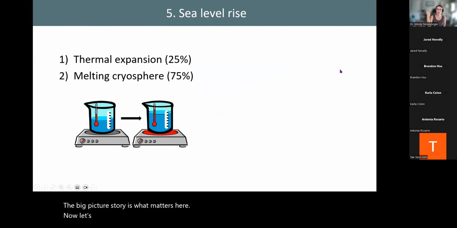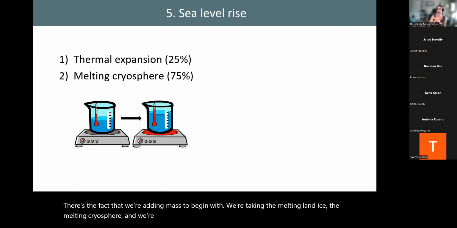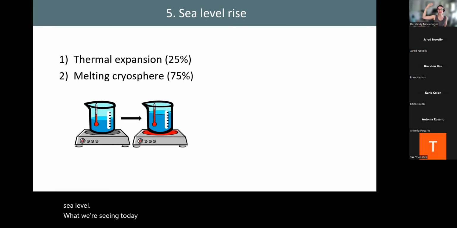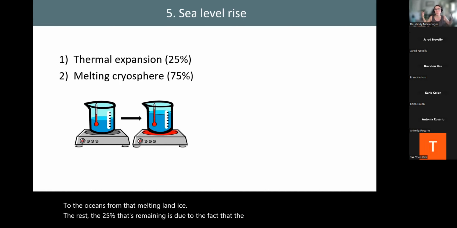Now let's go back to our topic of cryosphere. Remember, there's 2 components to the increasing sea level. There's the fact that we're adding mass to begin with. We're taking the melting land ice, the melting cryosphere, and we're adding mass or adding volume to our oceans. That's rising the sea level. What we're seeing today, 75% of sea level rise is due to the addition of more water to the oceans from that melting land ice. The rest, the 25% that's remaining, is due to the fact that the oceans are getting warmer.